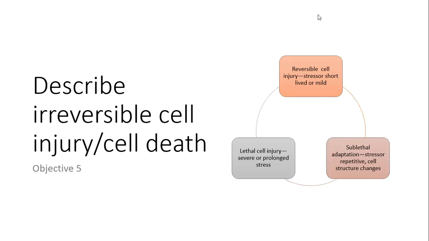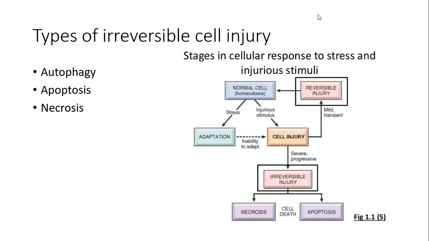Describe irreversible cell injury and cell death. As we discussed, there are two types of cell injury: reversible and non-reversible. Another way of describing this is sublethal, which is reversible, and lethal, which is not. The difference between the two is the duration of the stress and whether the stress is relieved.